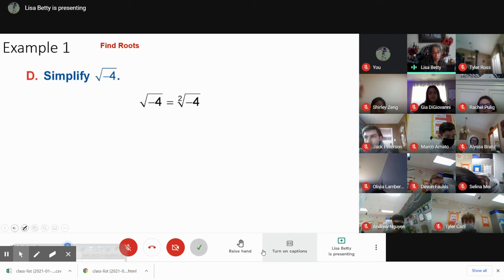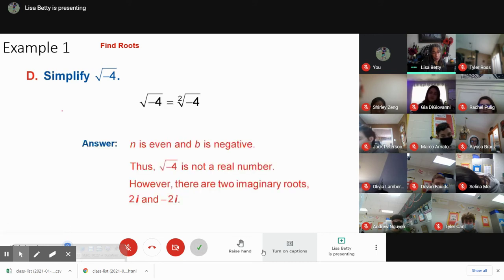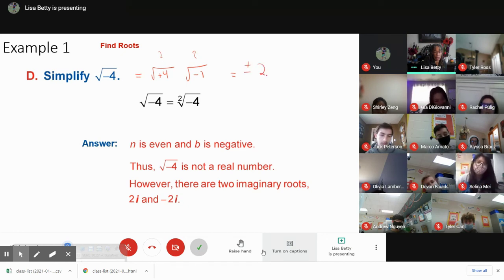But you should know that there is a positive and negative version, and your final answer has an i in it. It's the square root of positive 4 times the square root of negative 1, which would be i and 2, and it's positive and negative 2i. Please remember that didn't go away.